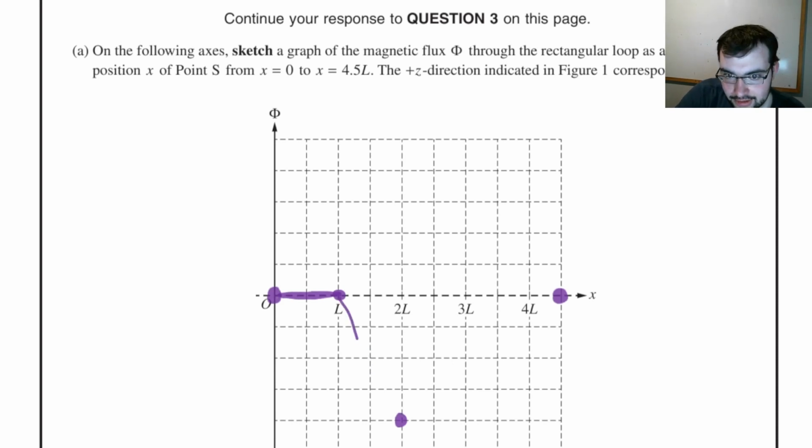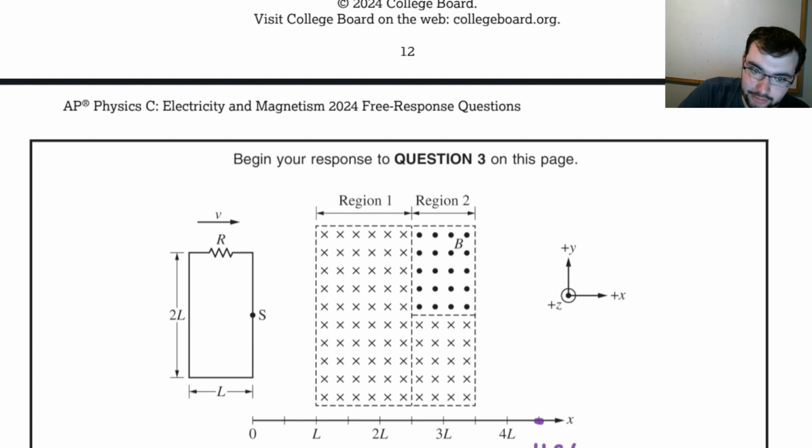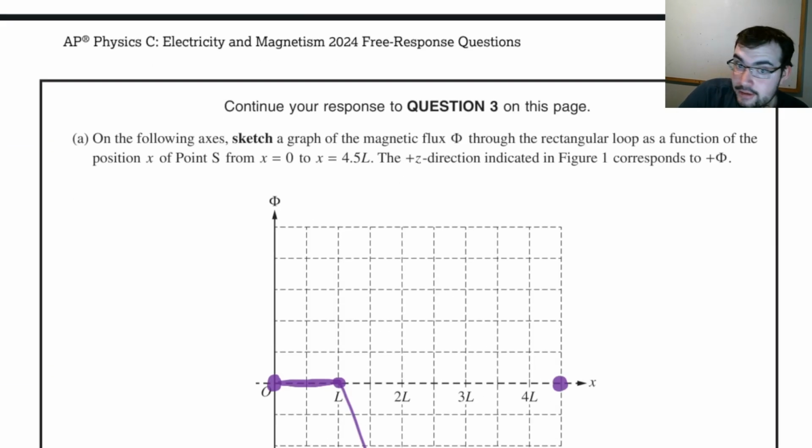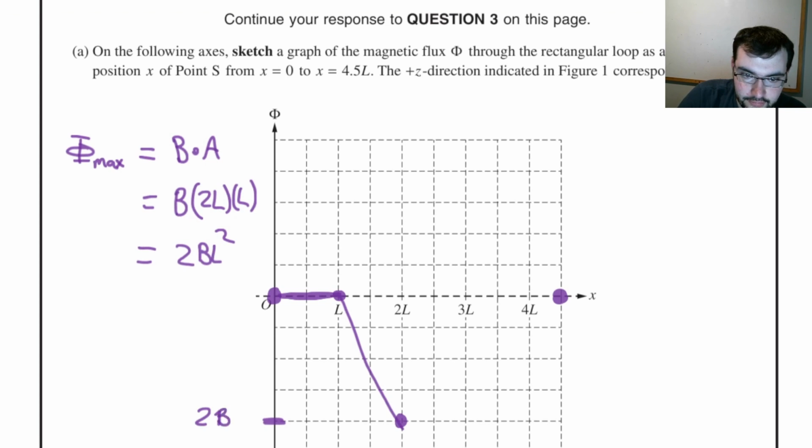Let's see, can I make that slightly straighter? Third time's a charm. Yeah, nice. Okay, and what's the magnitude? It doesn't explicitly say it, but I think we do need to include it anyway, what this value is. Well, what's the maximum flux through the loop? Well, the max flux is going to be the B field times the area, and we got a 2L by L loop, so 2BL squared. And it's negative. Okay.